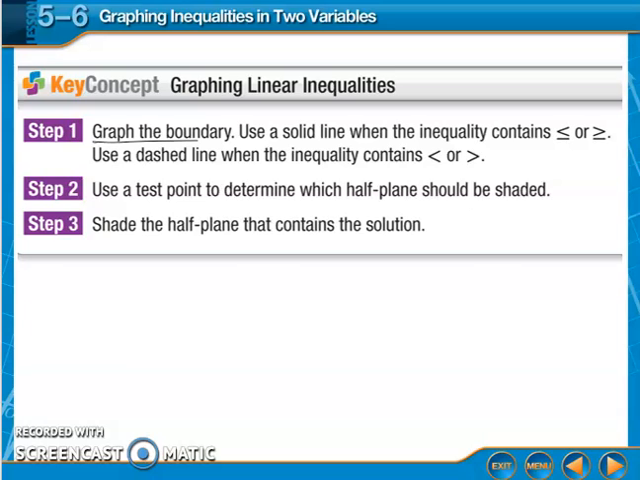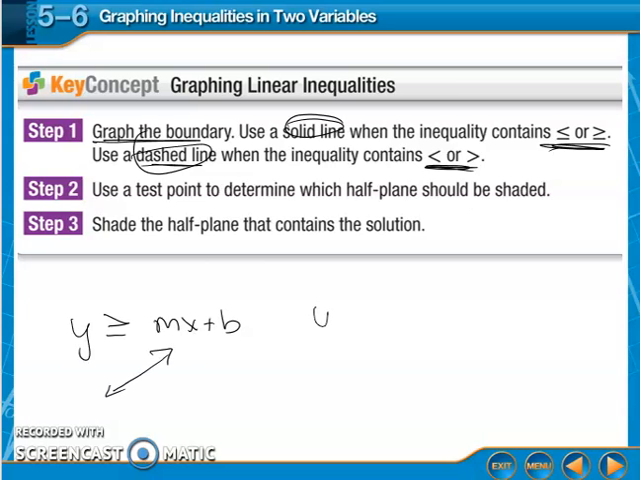So there's 3 steps when you graph linear inequalities. Number 1 is you graph the boundary. You're going to use a dashed line when the inequality contains greater than or less than. And when it's less than or equal to or greater than or equal to, you're going to use a solid line. So if you see y is greater than or equal to mx plus b, then this is going to be a solid line when you graph it. If it's y is greater than mx plus b, then this is going to be a dashed line. So that's the first step, determine what the line looks like.